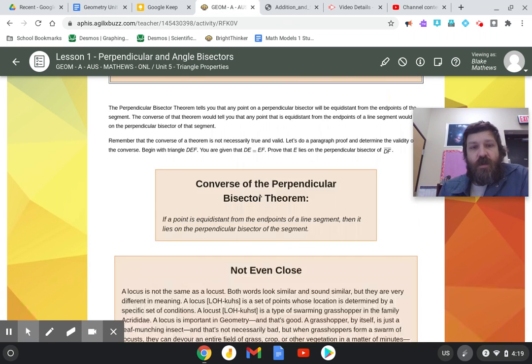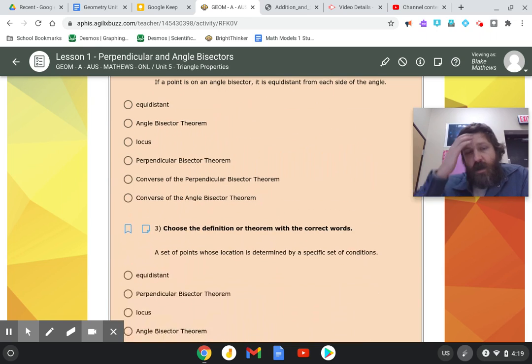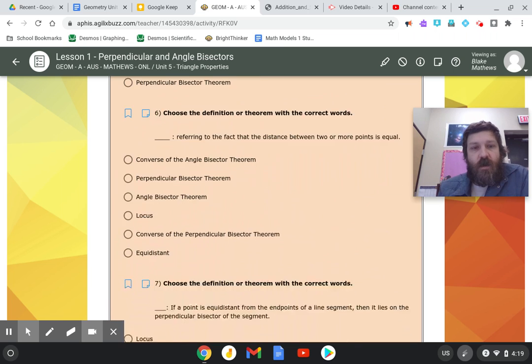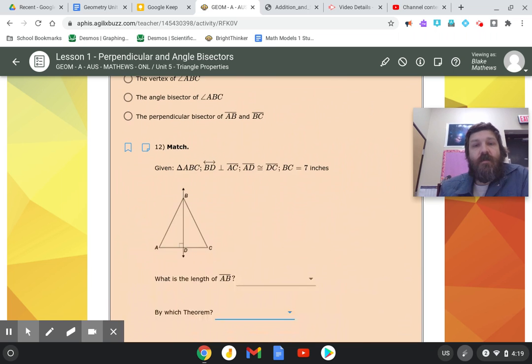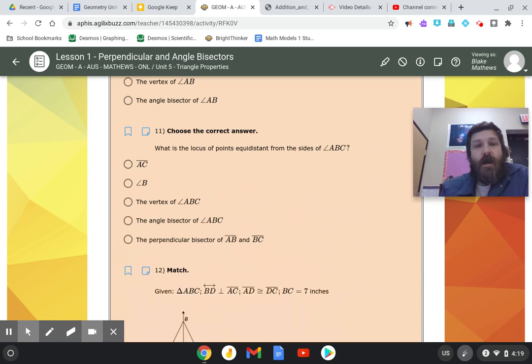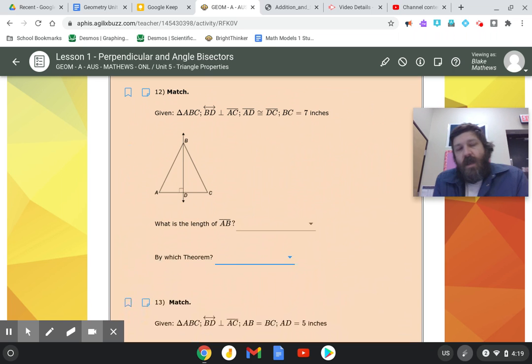So how does this look in practice? Well, I'm actually going to jump pretty far down here. There's a bunch of vocabulary, going through number 10 and number 11. But in number 12, they have problems like the one you see here. It says you're given triangle ABC, and line BD, which is perpendicular to AC. And then we're told AD is congruent to DC.